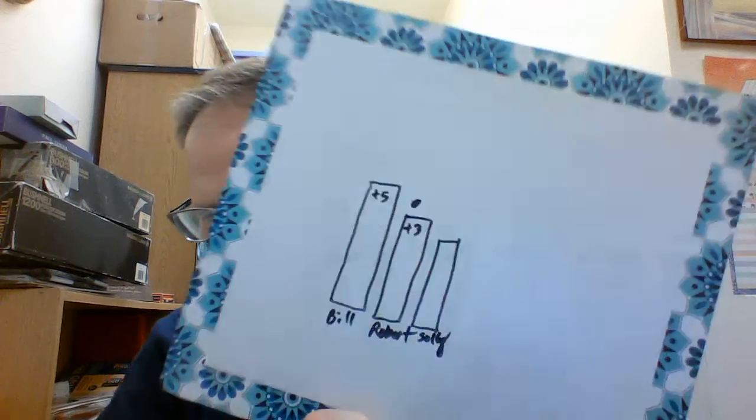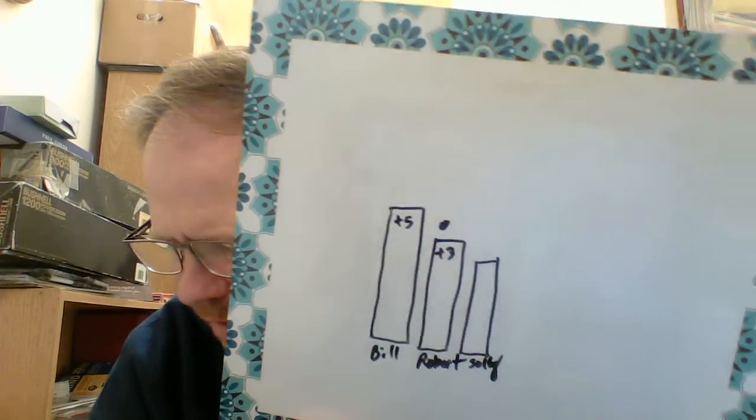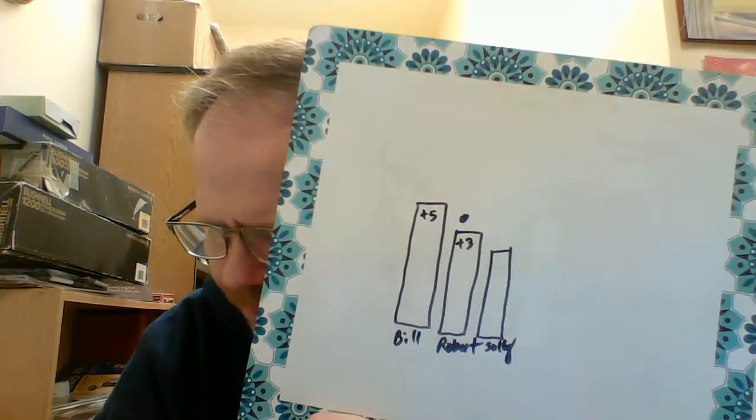Then you have a comparison of Robert to Sally. So we'll put Sally right next to Robert. That way you can compare that. And that one's a little bit different. That means that Robert is plus 3 from Sally. I did it the way that they did it in a sense, but I just put them all next to each other.